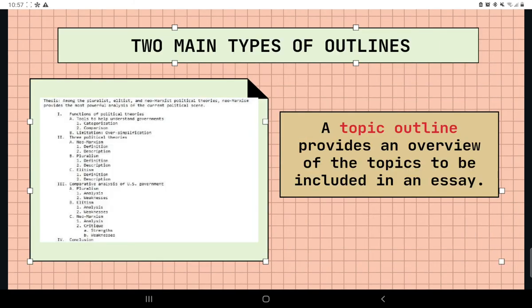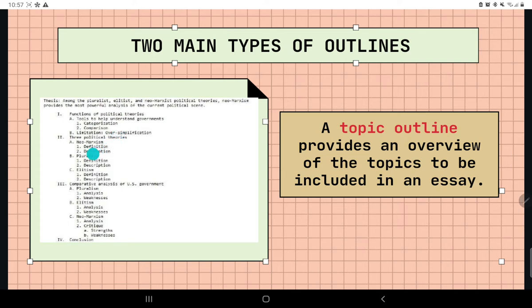So, what are the two main types of an outline? Meron tayong tinatawag na topic outline. A topic outline provides an overview of the topics to be included in an essay. Ito mga keywords lang. Mga topics lang. Kaya nga topic outline. Mga keywords lang at hindi siya sentences. Halimbawa, ito. The three political theories.